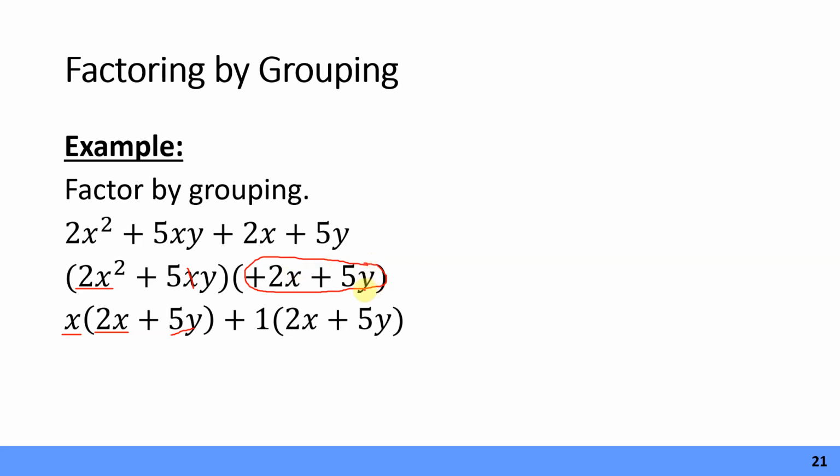X and y, they don't share a variable, so the greatest common factor is just 1, but I do factor it out so you can see it. So I factor out a positive 1. If I factor out a positive 1, the 2x stays the same, and the 5y stays the same. All right, hopefully we're all okay up to there.